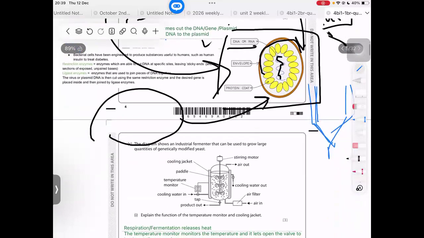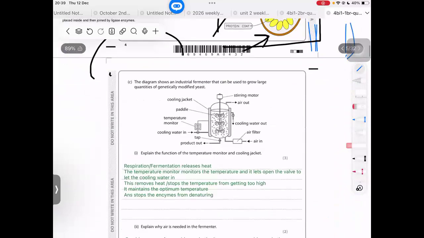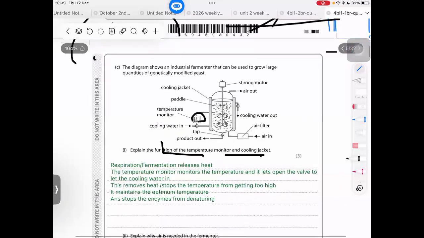Right. Now the C1, here they have asked, the diagram shows an industrial fermenter. You could see that in the first paper that we discussed also, they have asked about this fermenter. So fermenter is quite popular, right? Okay, so you can see, explain the function of the temperature monitor and the cooling jacket. So this is the temperature monitor and this is the cooling water, right?